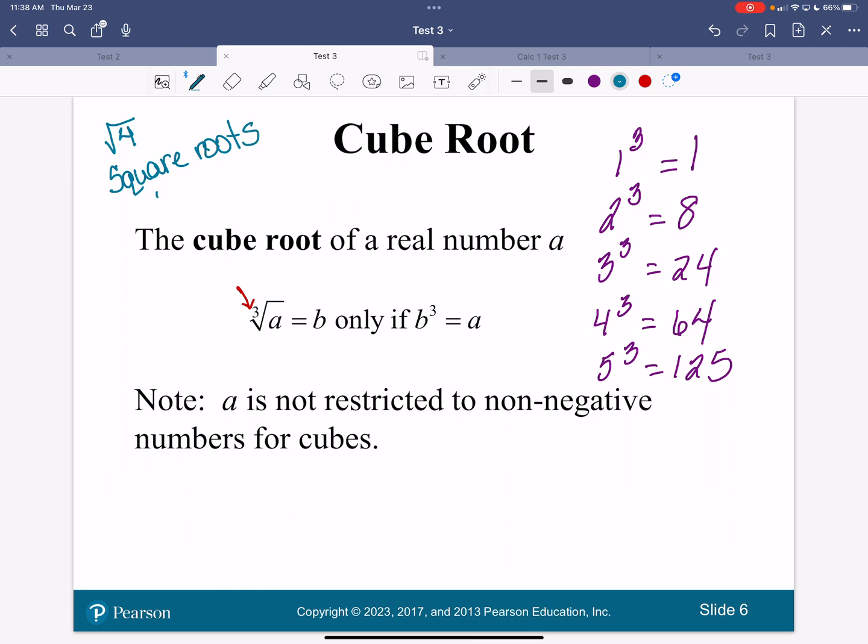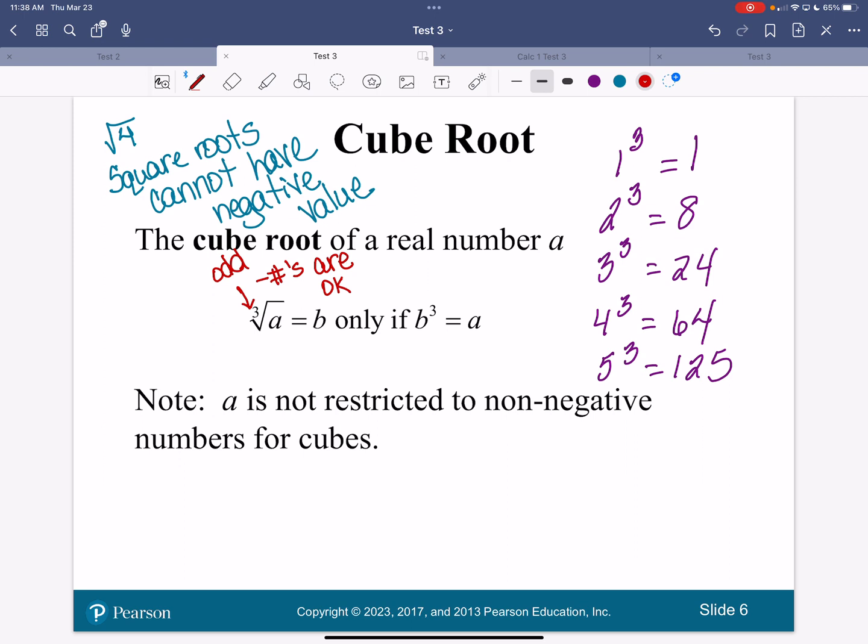But cube roots can. Okay? That is a place that students make mistakes a lot. This is what we call an index. If that number right there is odd, so 1, 3, 5, 7, 9, if it is odd, negative numbers are okay. If it's even, 2, 4, 6, negative numbers are not okay. Okay?